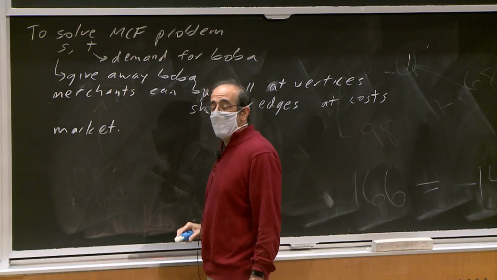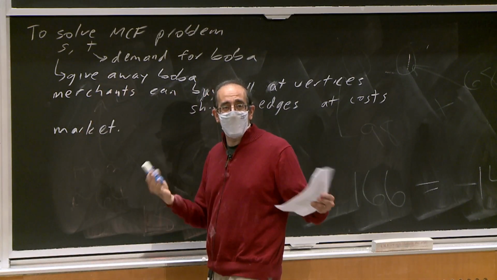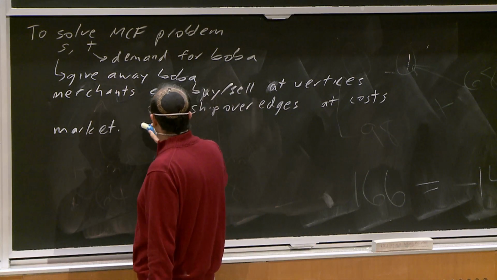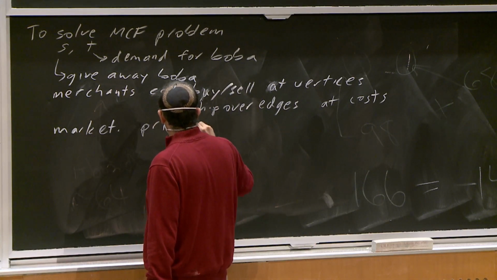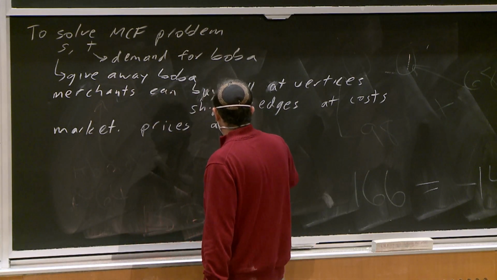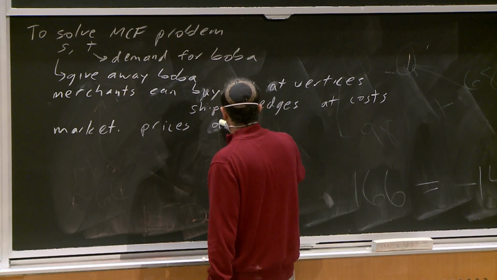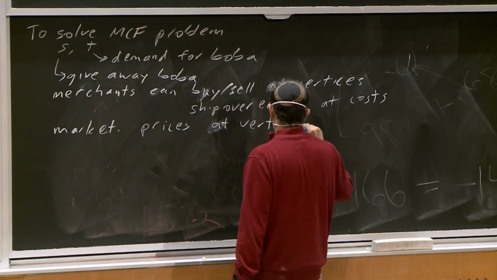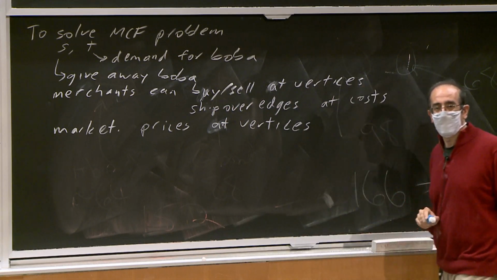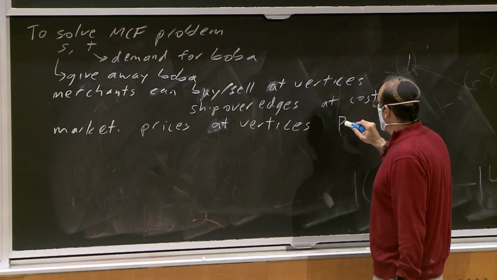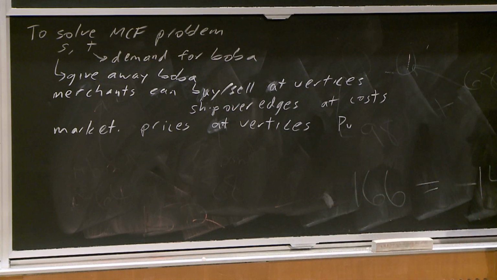Right? And if everybody is busy buying and selling and shipping things, it is going to establish certain prices at the vertices. Okay. And I'm going to denote these by PV, which is why I couldn't use P before for the edges. Okay.